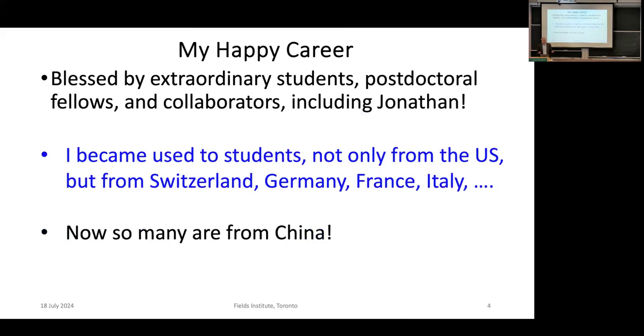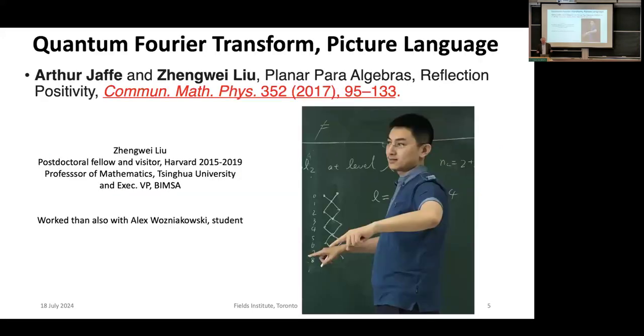So I'd like to introduce a couple of my friends who I'll talk about our joint work today. Chengwei Liu came as a postdoctoral fellow in 2015 as a student of Vaughan Jones, and now he's a professor at Tsinghua University in China and executive director of the new institute BIMSA, where they're hiring many mathematicians, and where last week there was a wonderful conference on mathematical physics.